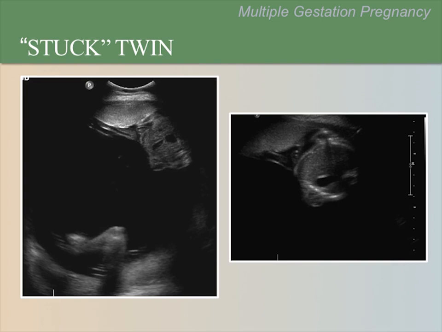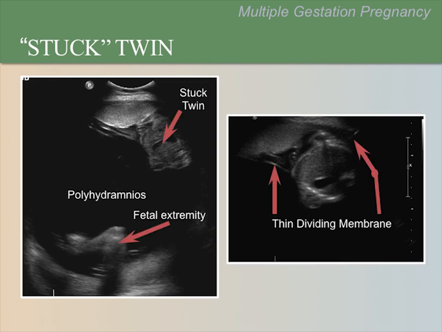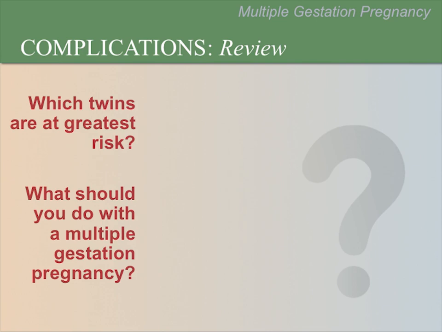This is another example of a stuck twin from a case of twin-to-twin transfusion. In the left image, the upper twin appears stuck to the anterior uterine wall and has very little amniotic fluid, which is called oligohydramnios. You can just see an extremity of the lower twin, which is surrounded by too much amniotic fluid, called polyhydramnios. Here we have labeled these structures and the thin dividing membrane that can be seen in the right image. Now let's review key points.